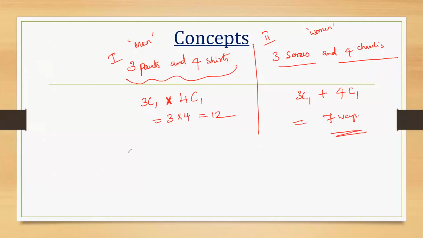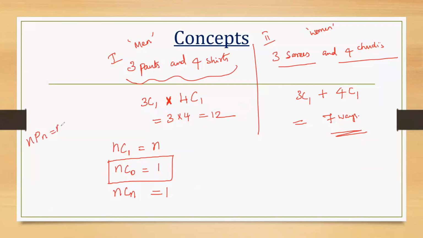Good. Is it clear? So NC1 equals N. NC0 equals 1, since we are not selecting anything. Same like permutation, it is window shopping. We go inside a shop, we see the products, and without selecting, we move to the next shop. So NC1 equals N, NC0 equals 1. NCN is equal to 1, whereas in permutation, NPN equals N factorial.